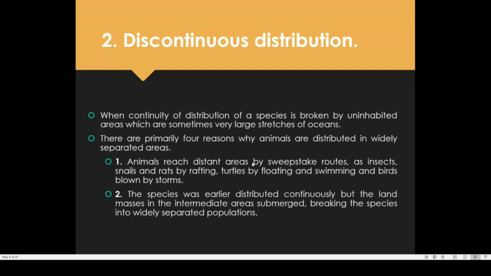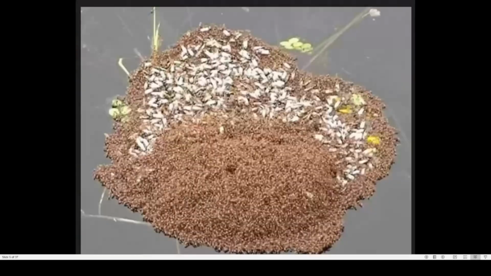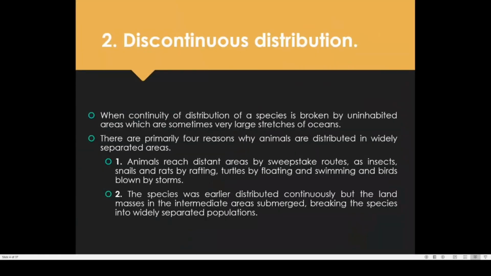If you go to the reasons for discontinuous distribution, we can find that there are four main reasons. The first reason is that animals reach distant areas by sweepstake route. Sweepstake simply means a chance route, as with insects, snails or rats by rafting. I earlier told you that there is a mechanism called rafting. Here I will show you a picture. This is a natural raft. Some animals may be present on this natural raft, and when it is floating, they may reach small islands or large islands and colonize or establish their population there. So that is one mechanism.